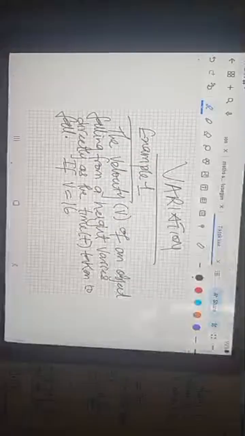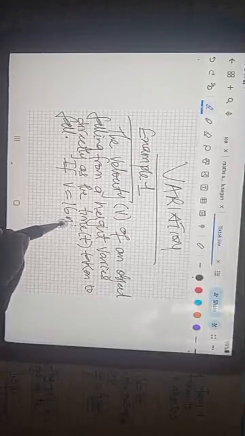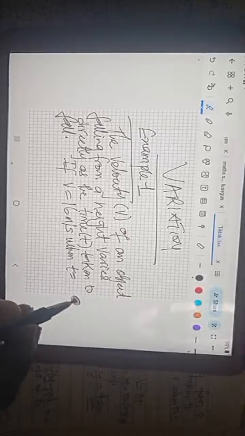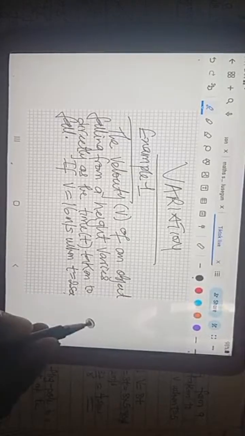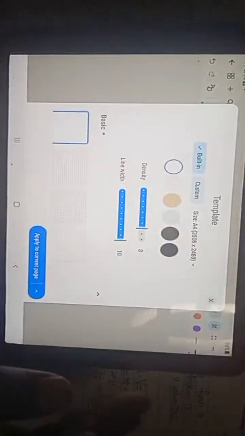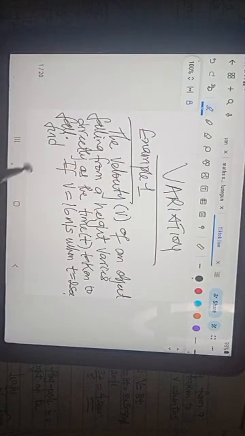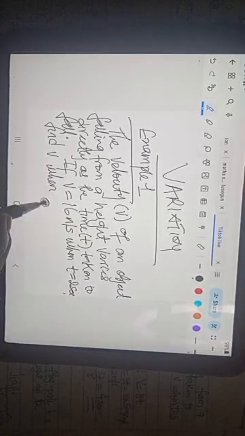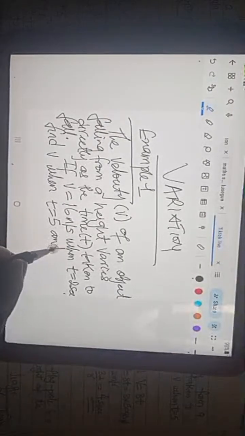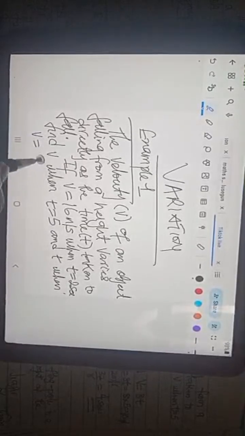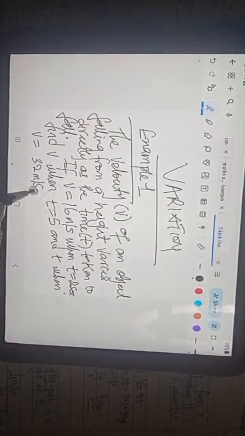Okay, I've seen it. Now, when v is equal to 16 meters per second when t is equal to 2 seconds, find v when t is equal to 5, and t when v is equal to 32 meters per second. So this is just the question.